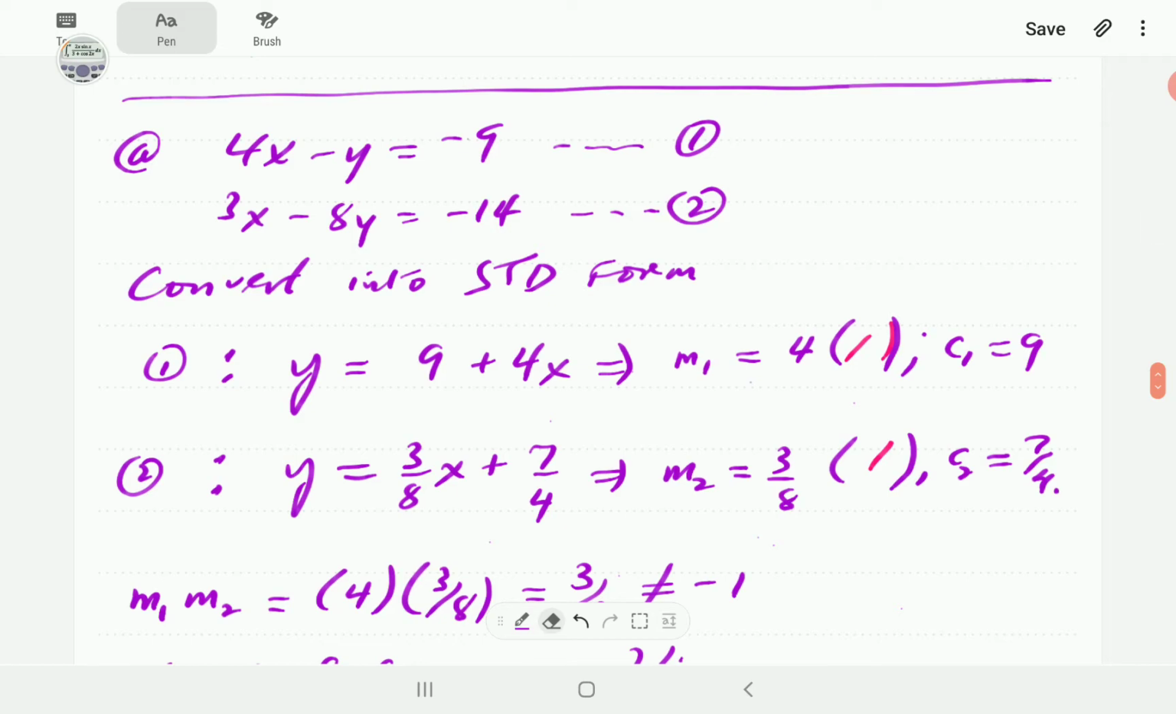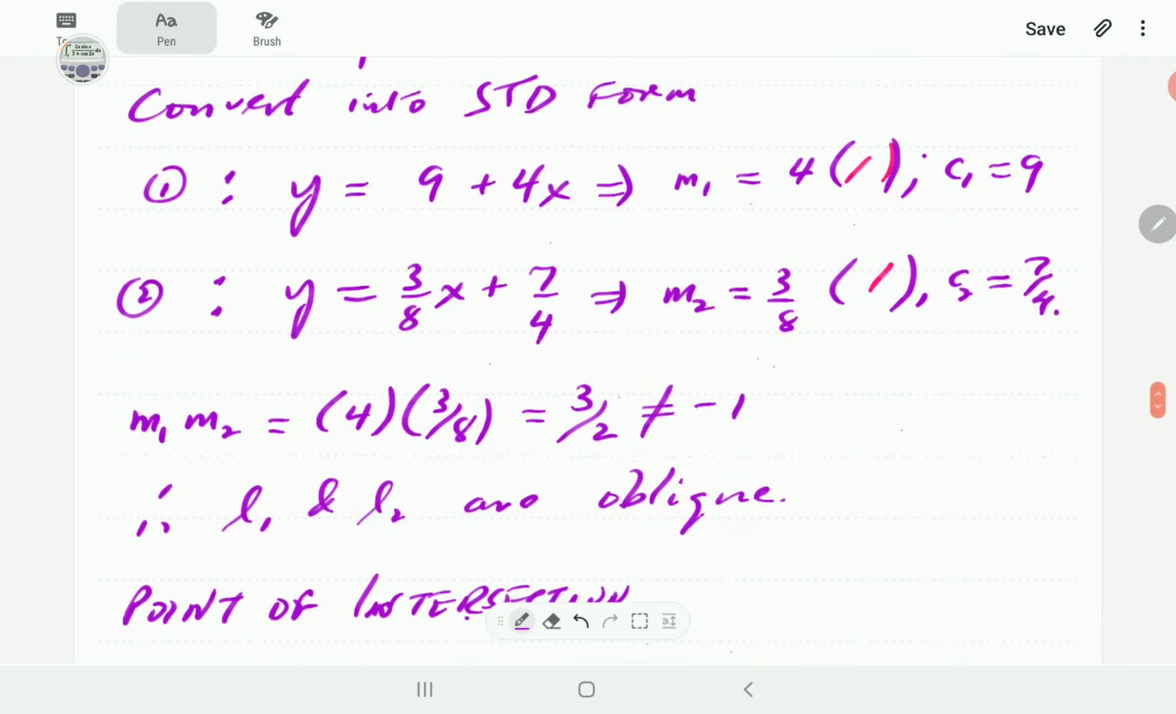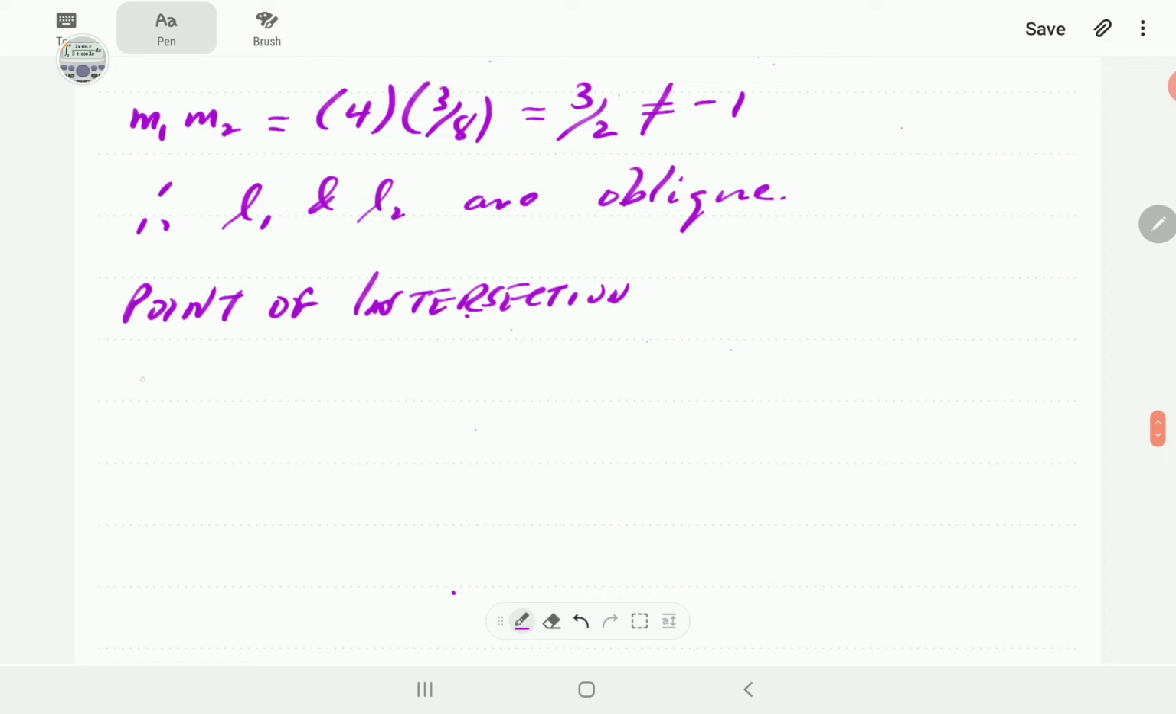Okay, so there is your equation 1, there is your equation 2. However, we've already made y the subject of the formula here, so we can simply take this and plug it in equation 2. So that's exactly what we're going to do.